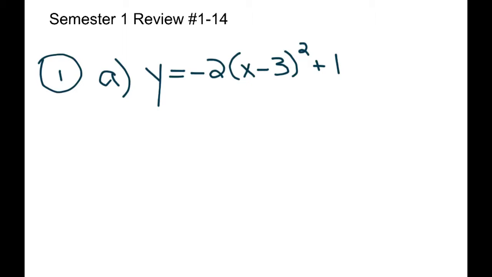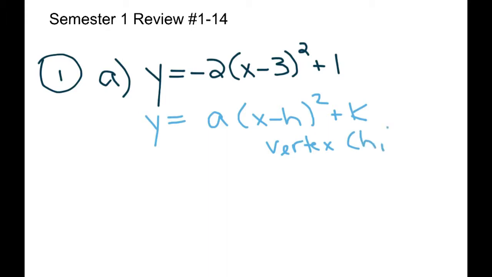So in the first equation, y equals negative 2 times (x minus 3) squared plus 1, this is a quadratic equation in something called vertex form. And the nice thing about vertex form is that the vertex, which is at (h, k), tells you the direction that the graph of the parent function, and the parent function is y equals x squared, has been transformed. K always moves the graph up or down. So in this case, plus 1 means the graph has gone up 1.